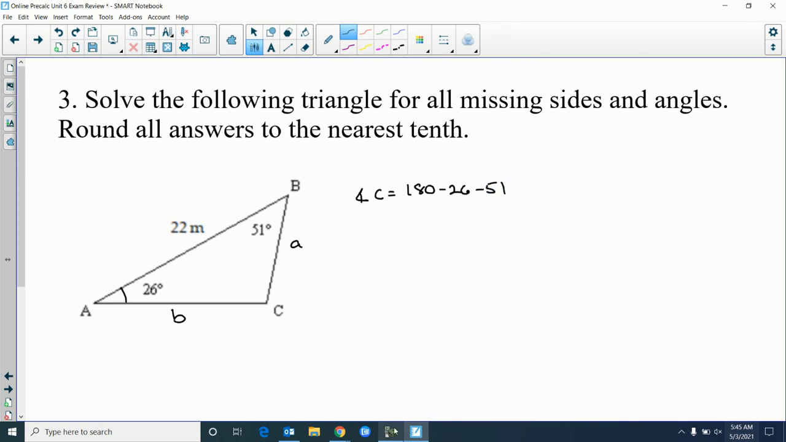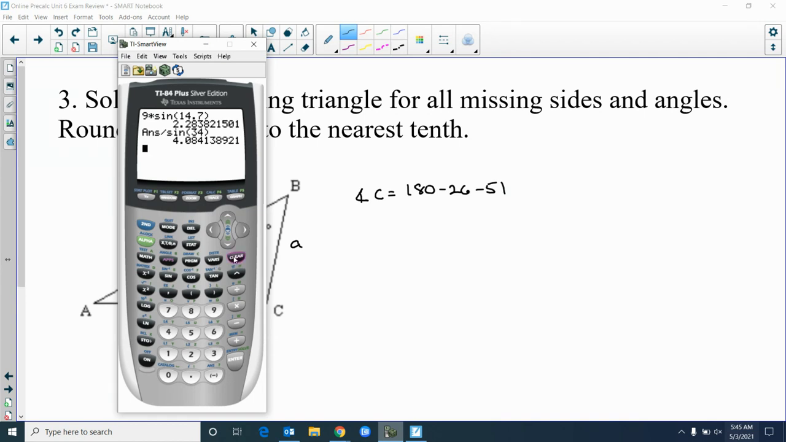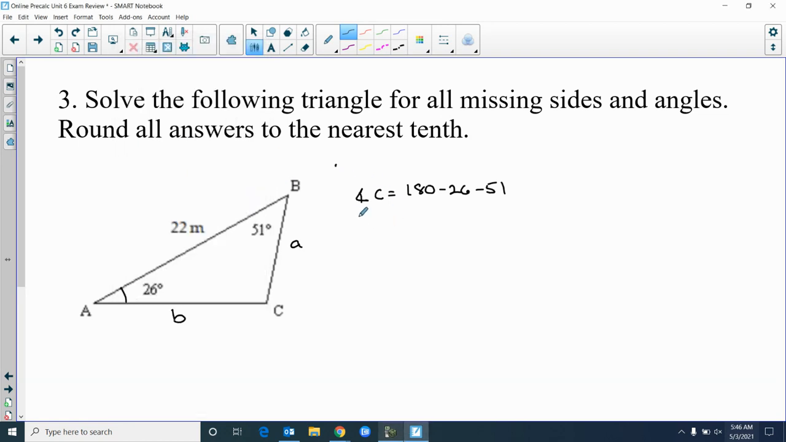Okay, so for that, 180 minus 26 minus 51. So 103. So angle C equals 103 degrees. All right, so I got all the angles. I just need my 2 missing sides.